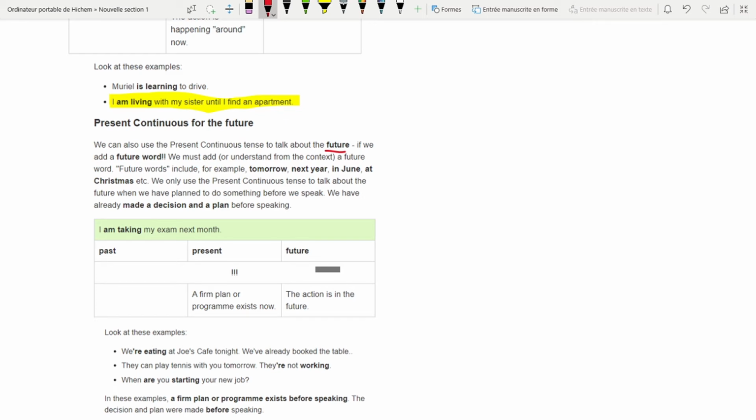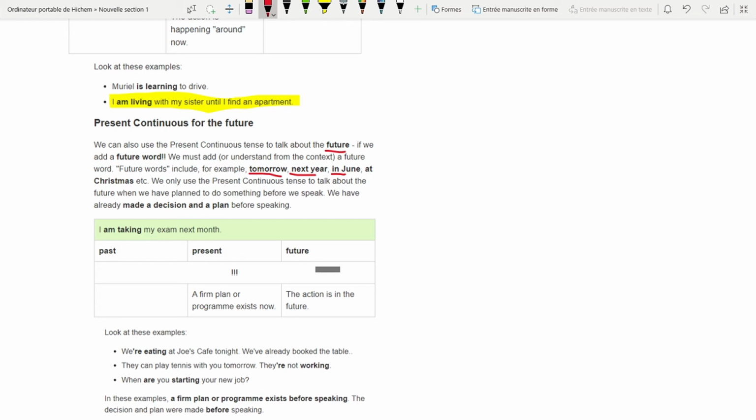A future word is, for instance, when you say tomorrow, okay, when you say next year, in June, at Christmas, next decade, next month, right? Later on, something like this, okay? So when you use the present progressive form and then you add one of these adverbials of time, you will be expressing the future, okay? And this future is when we have planned to do something before we speak. It's not that I started to speak, then I'm planning to do something.